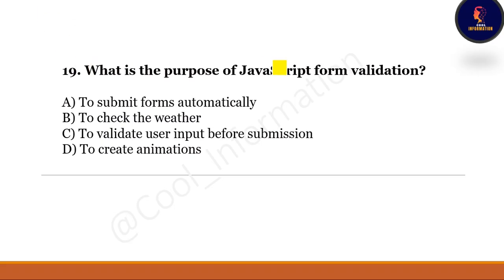Next question is, what is the purpose of JavaScript form validation? Option A, to submit the form automatically. Option B, to check whether, and option C is to validate user input before submission, and last option is to create animation. Correct option is option number C. To validate user input before submission is the purpose of JavaScript form validation.